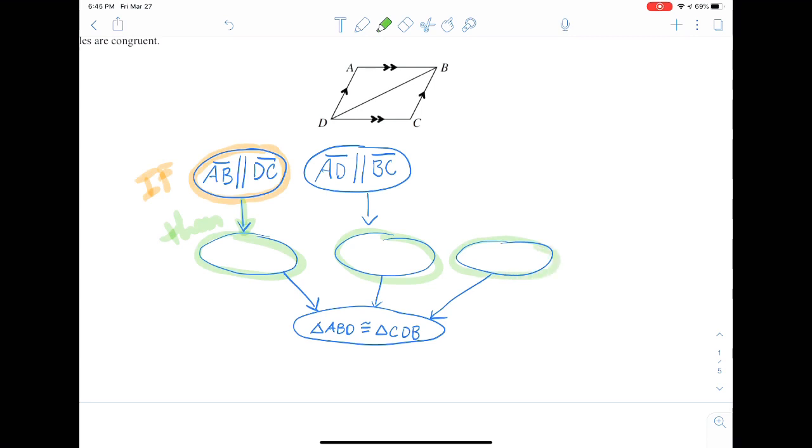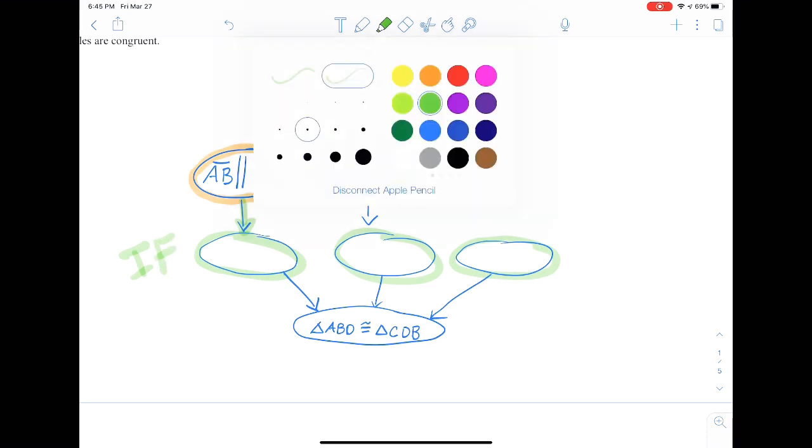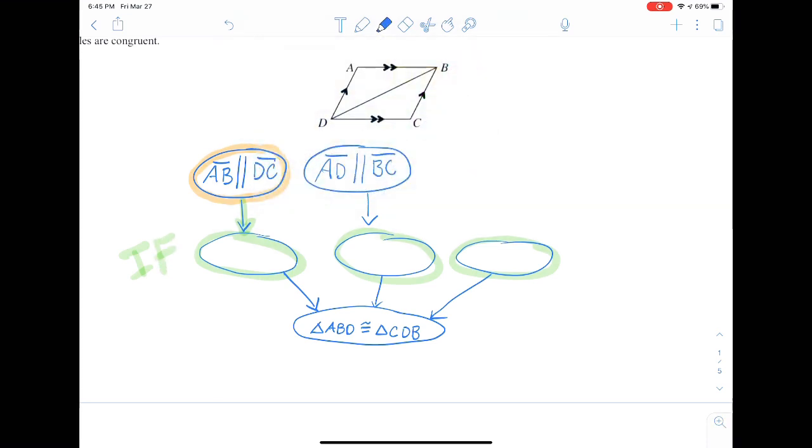Now, once you fill those in, those become the new if. And we say if these three, then the three arrows make one then, leading to this conclusion. The two triangles are congruent. So see if you can fill in those three green bubbles. Hit pause and then play when you're ready.